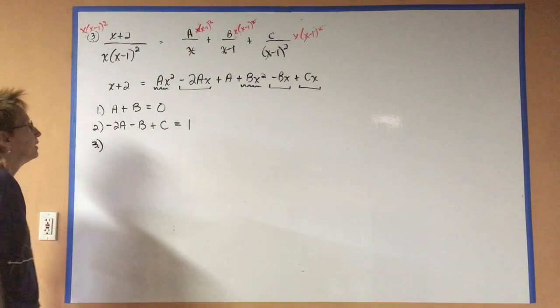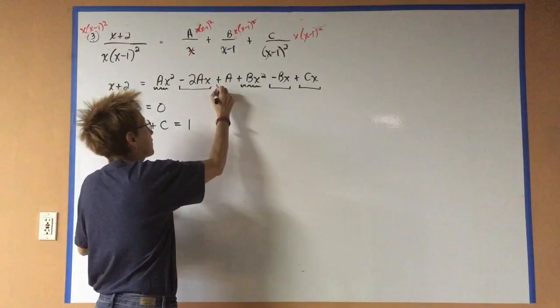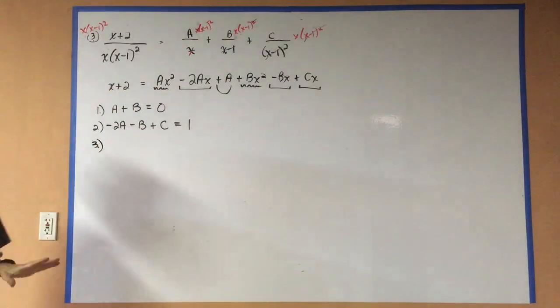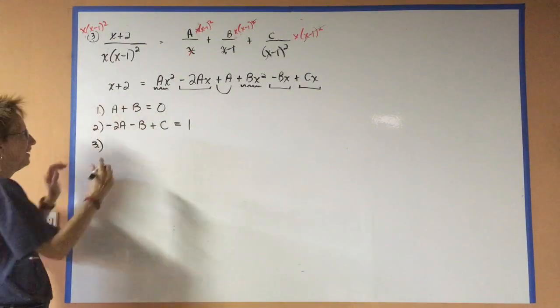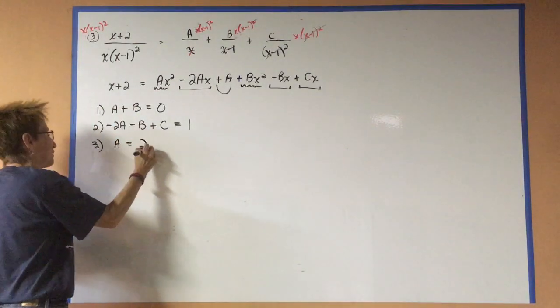And then the last one is the constant. Well, there's only one constant over here, a term with no x's in it. And the constant needs to be what? 2? Oh, that's nice. So A has to equal 2.